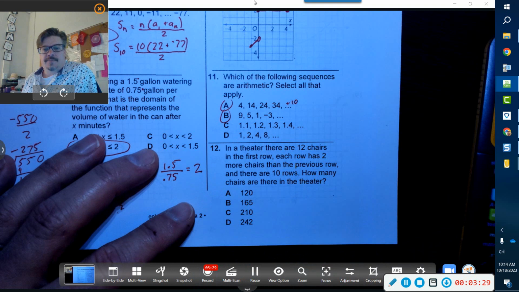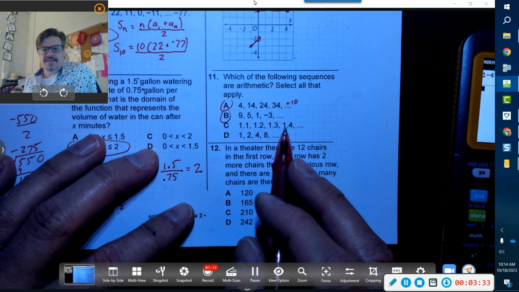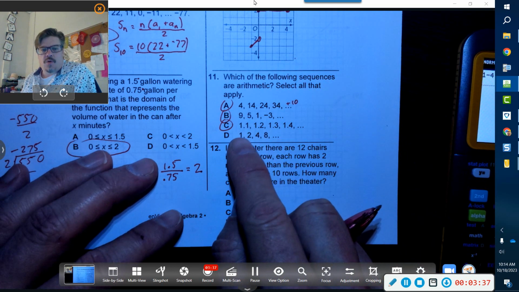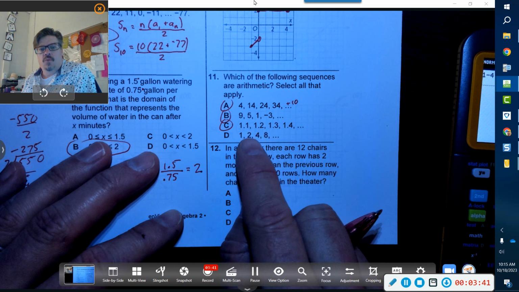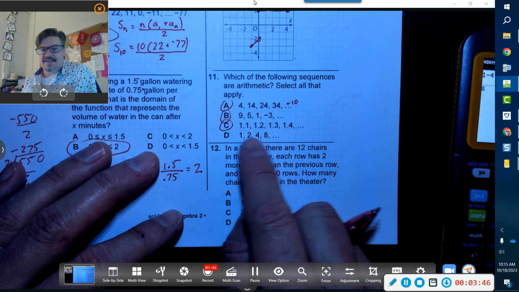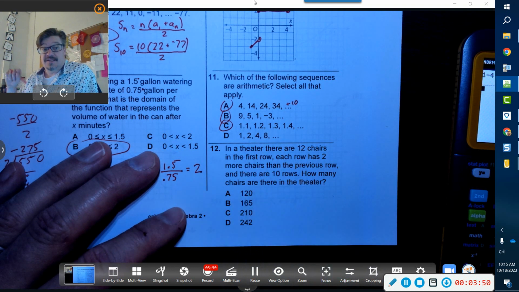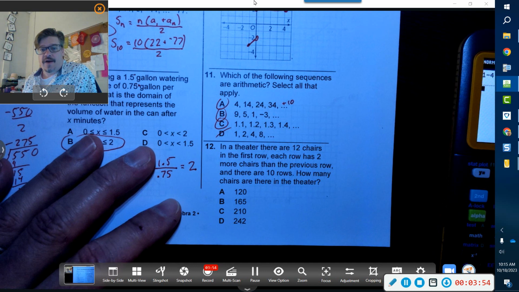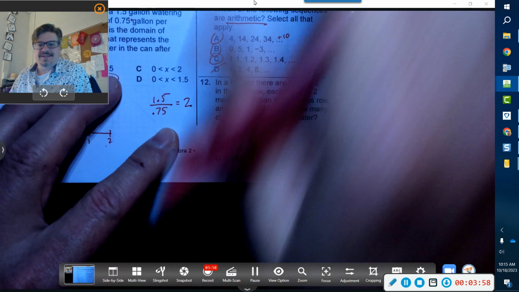Alright, it looks like we're going up by 0.1 every single time. Yeah, every single time. That's a good one. Now we're going from 1, 2, 4, 8. This guy's going up by 1, then up by 2, then up by 4. This guy's a different kind of sequence. He's actually a geometric sequence because he's getting multiplied as he goes. So that guy's a no-go, because we are only looking for arithmetic. That's going to show up later in the test.